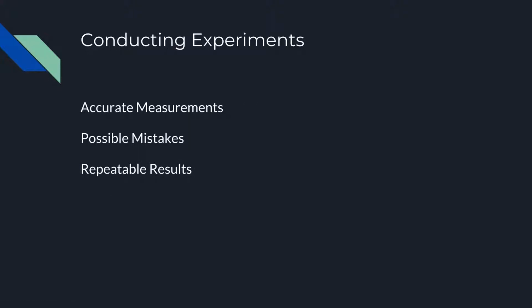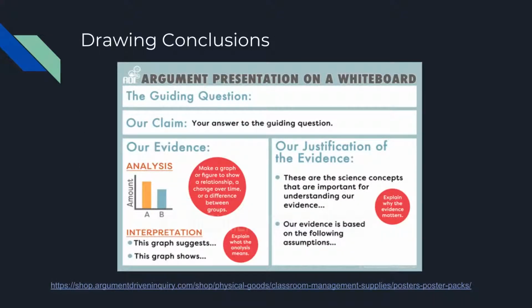From there, when you're actually conducting the experiment, this is where students tend to relax a little bit too much. As far as accurate measurements, we kind of don't. We have a habit of just guesstimating and moving on. And if we're actually trying to prove something, we want to make sure that we are being as accurate as possible. A big part of that is being able to recognize any possible mistakes that you might be making. From there, we do want to move on to drawing conclusions.